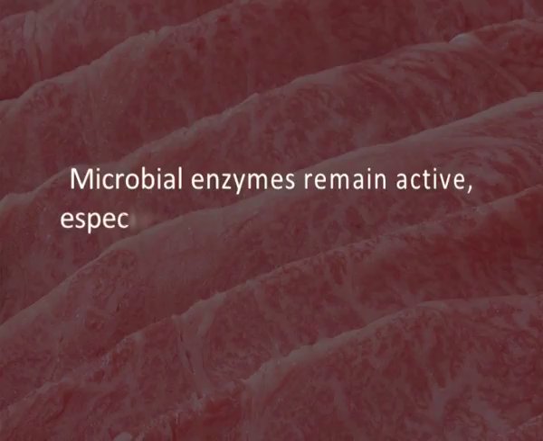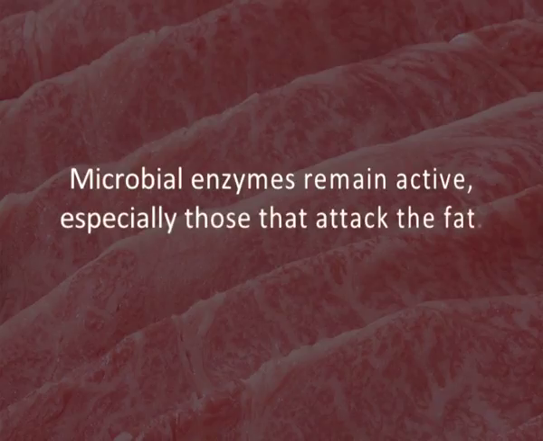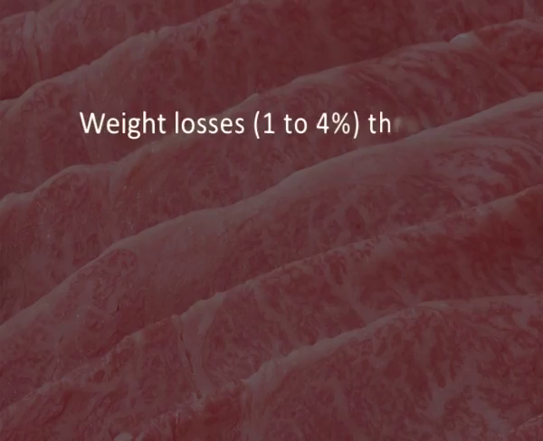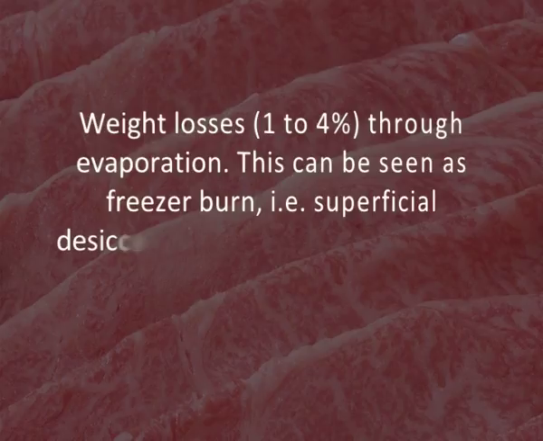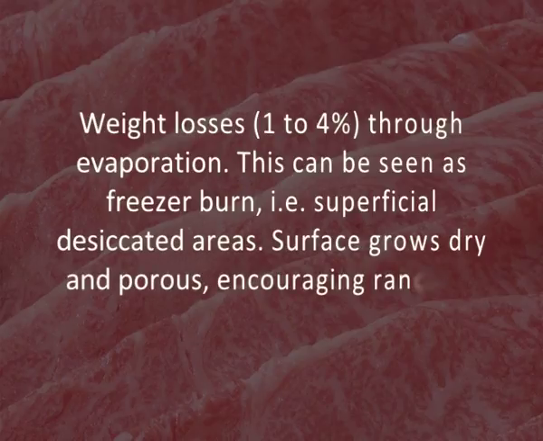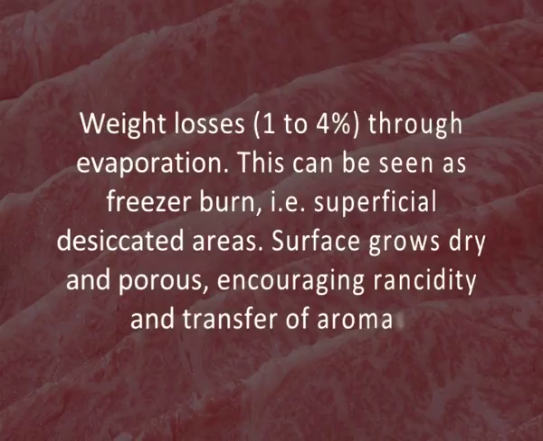Microbial enzymes also remain active, especially those that attack the fat. As in chilled storage, there are also weight losses through evaporation. This can be seen as freezer burn, that is superficial desiccated areas which can occur even in packaged meats when the packaging film is loose and temperature fluctuates inside the chamber. Weight loss, which can be between 1 and 4% in unpacked meat, favors organoleptic deterioration. The surface of the meat grows dry and porous, encouraging rancidity and transfer of aromas.